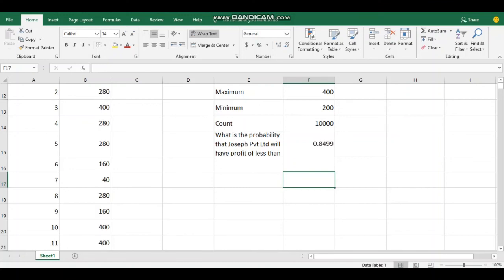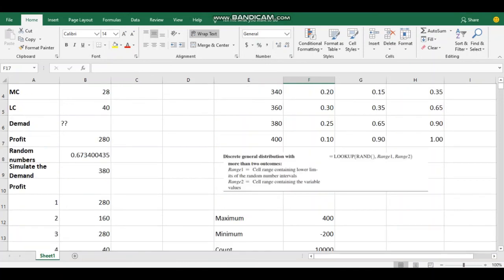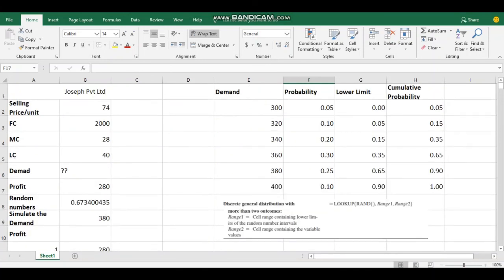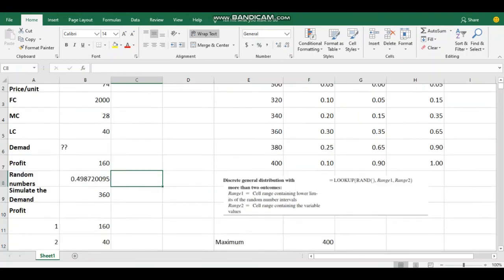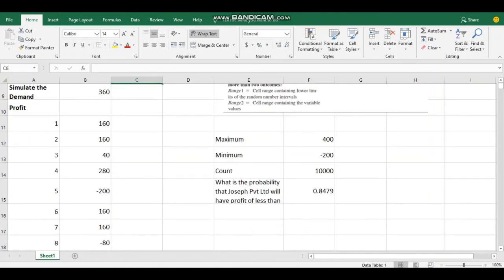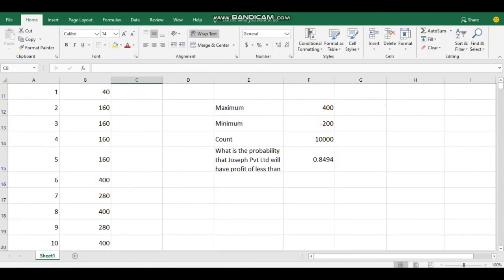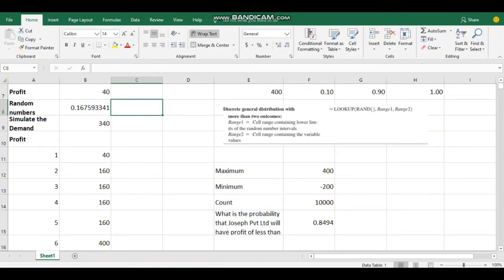So there is always a higher chance of making profit than making loss if you go with this selling price for these costs. So that is the overall objective of this simulation, right? This is just a very small example. We can deal with many complex problems that also will help, right? That's all about Monte Carlo simulation.